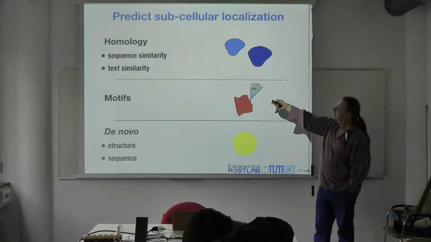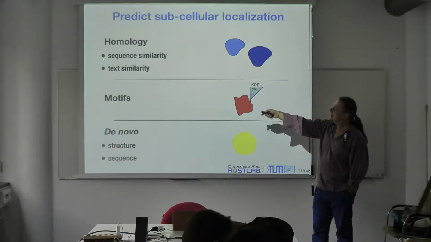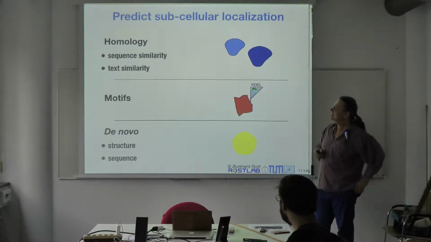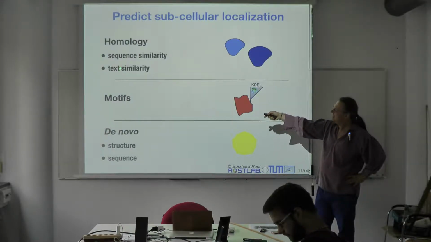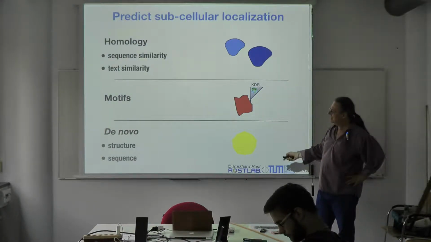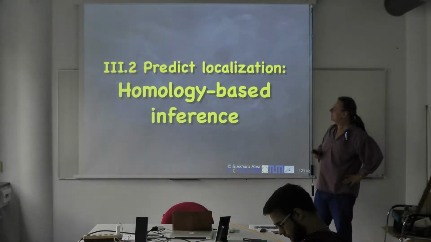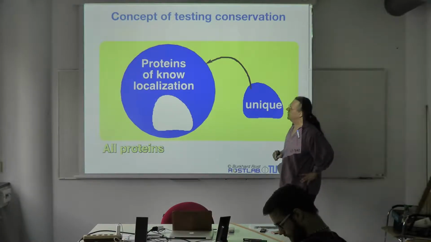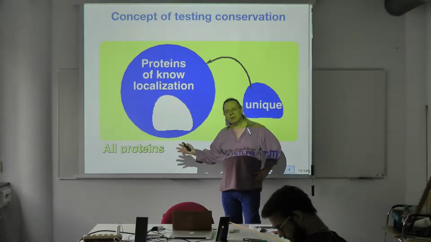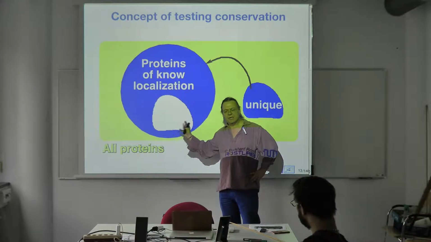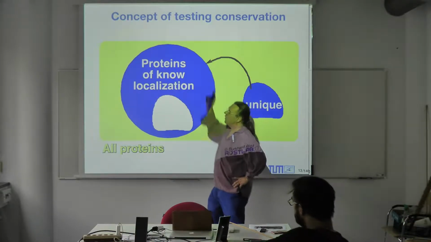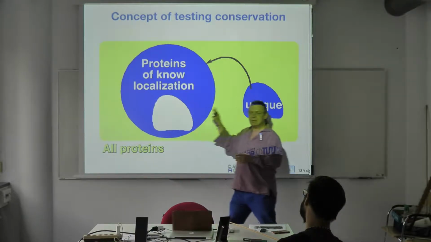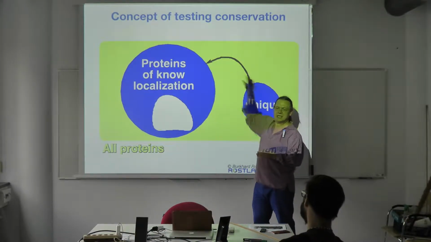Now, this is exactly this point, so if I infer by sequence similarity, if I remove everything that is sequence similar, it never works. Text similarity we will talk about, motifs we will talk about, and structure and sequence based de novo we will talk about. So the first is the homology. In order to find out how well homology based inference works, and we have done this, I have shown you that before, you take all proteins of known localization, experimentally known, take a subset of sequence unique and do this against all.